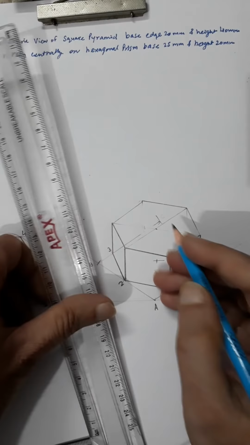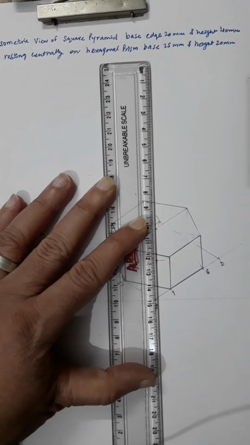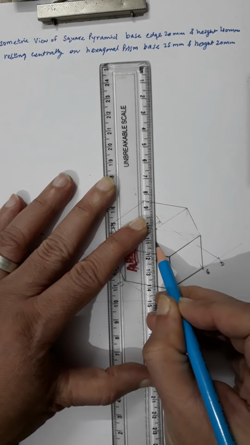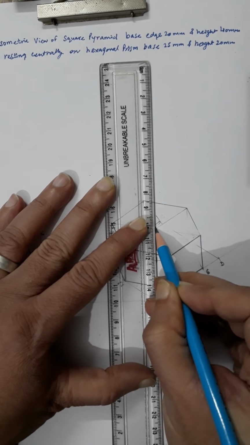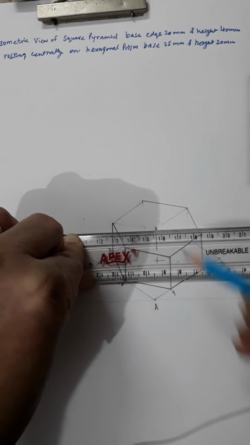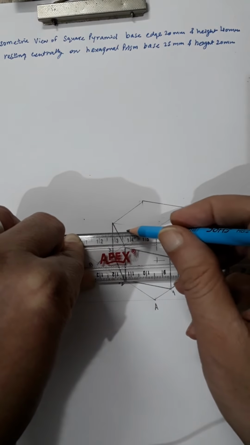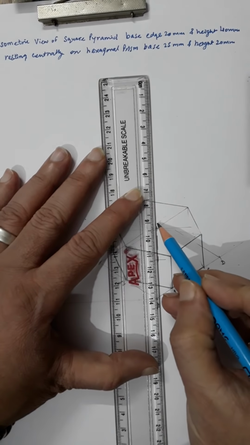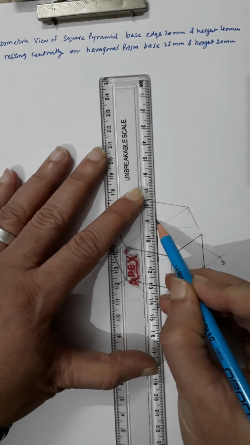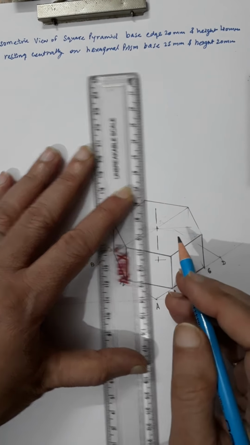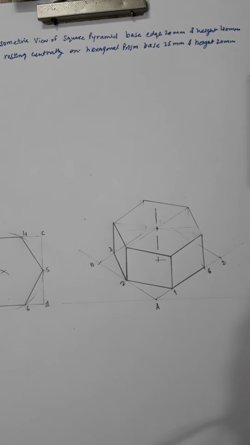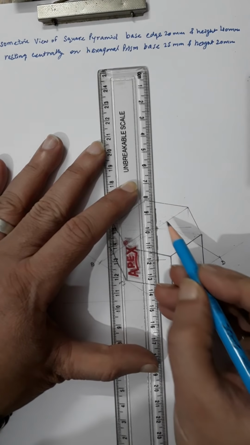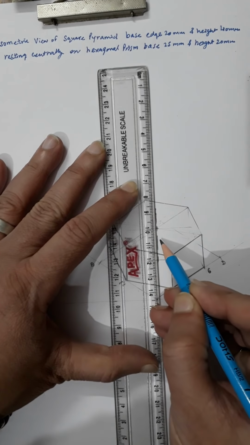Now I'll be drawing the pyramid. You can join this with a chain line, the axis line. You can draw any horizontal line through this center. You can extend this chain line a little bit upward. Now it is 20 mm, which means 10 mm above and 10 mm below this center.